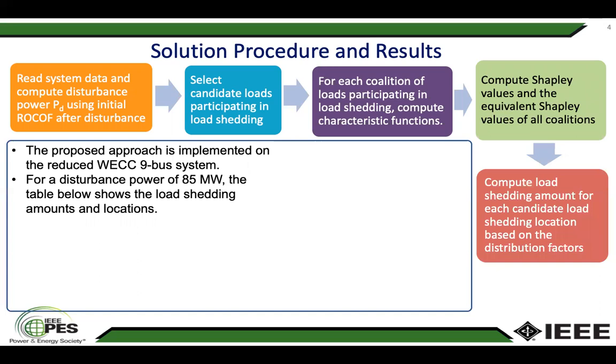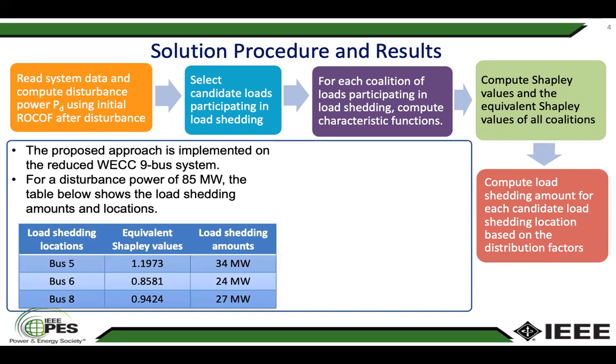The proposed approach is implemented on the reduced WECC 9-bus system. In this case, the disturbance power of 85 megawatt is simulated. For disturbance power of 85 megawatt, this table shows the load shedding amounts, equivalent Shapley values, and load shedding locations. From this table, we can see the load shedding amount for 3 locations, bus 5, bus 6, and bus 8.